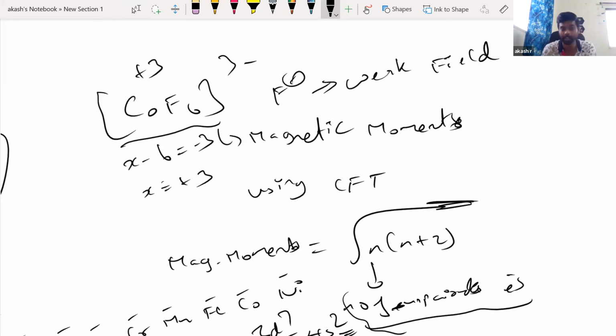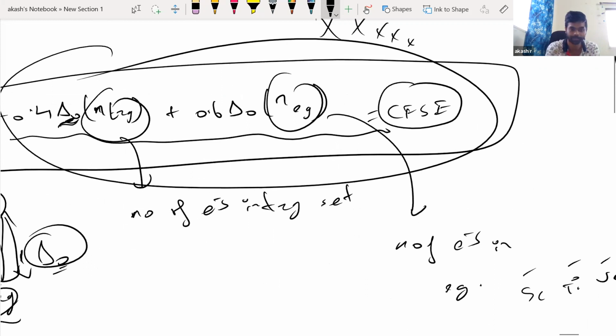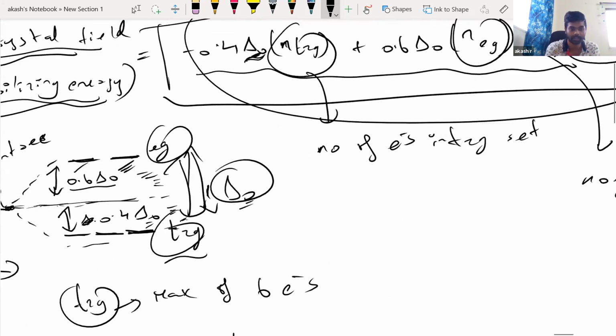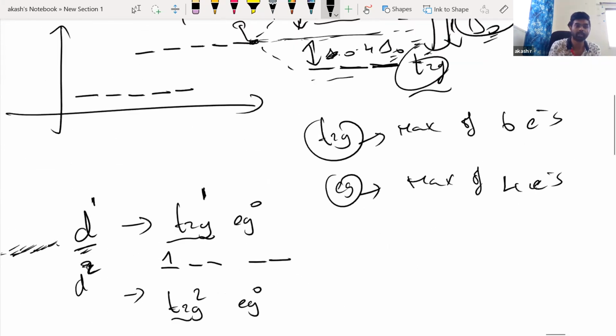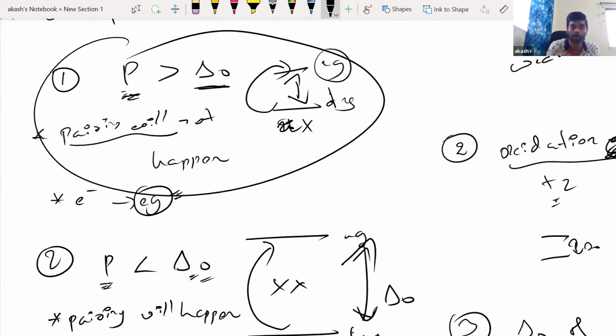We understand that this is going to be a weak field ligand, for all weak field ligands. This will happen when the pairing energy will be greater than the del O for all weak field ligands.